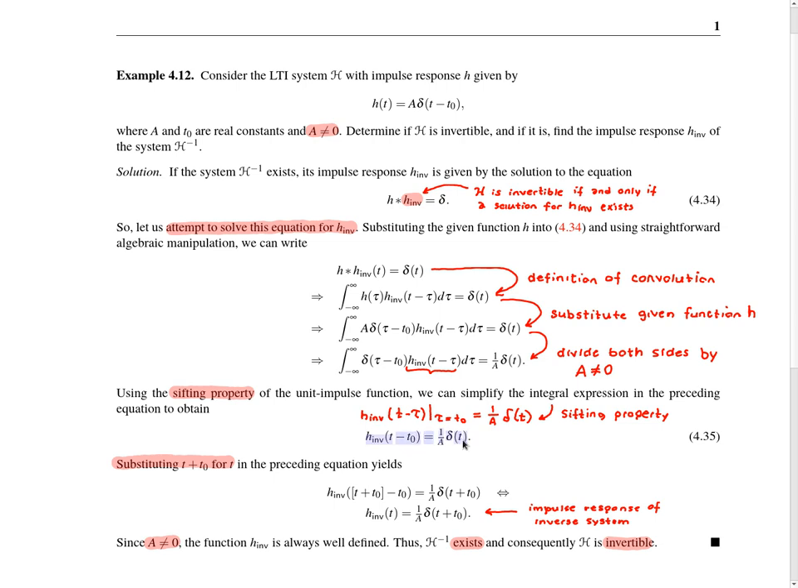Now what we do next is we're simply going to substitute t plus t naught for t. On both sides of this equation, everywhere there's a t, we're going to substitute t plus t naught, which gives us this next line. Then if we simplify, this gives us the final line, this one here. If we look at what we have on this last line, we have an equation for h inverse of t. In other words, we found the impulse response of the inverse system. Therefore, the inverse system must exist because we found its impulse response. Therefore, the conclusion we come to is this system must be invertible.